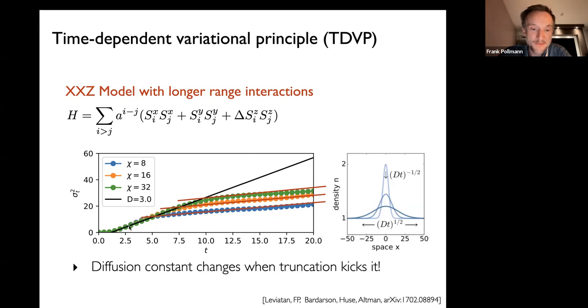So we get a diffusive behavior at short times. And also we get a diffusive behavior at long time. So we do find diffusion as expected. However, the diffusion constant D changes the moment that we start to not follow the exact trajectory.